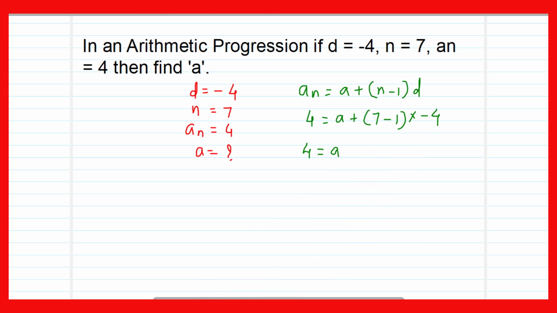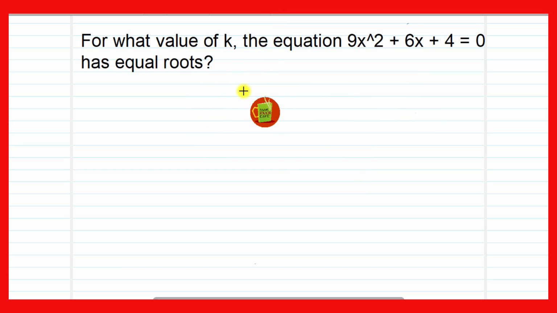7 minus 4, that will be 6, and 6 4s are 24, and plus minus will be minus 24. Take minus 24 to other side, it will be plus 24. So 4 plus 24, that will be 28, and therefore A is equal to 28. So here we get the first term of the given arithmetic progression is 28.